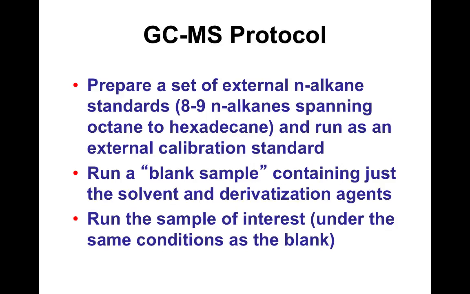Then you run a blank sample. Anyone who's ever worked with mass spec knows that you can inject essentially nothing and end up with lots of peaks. So this blank sample allows you to sort out what those strange peaks are, often solvent or derivatization agents. And then you run the sample of interest under the same conditions, solution, heat gradient, temperature gradient as the blank.